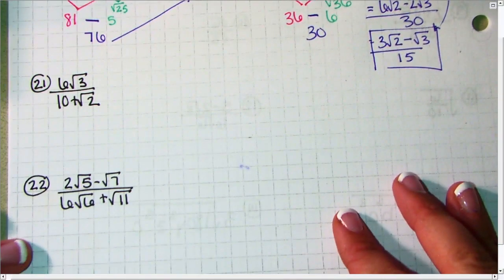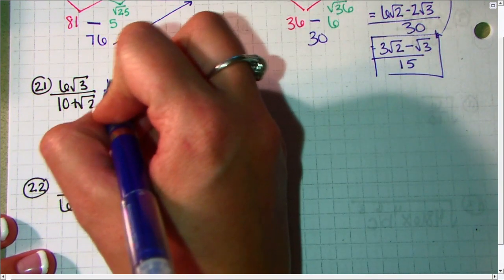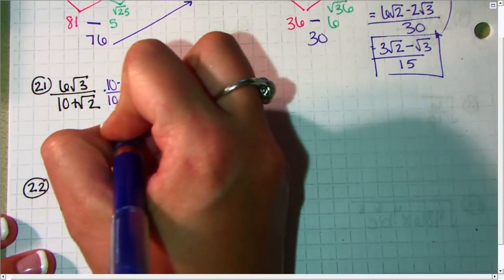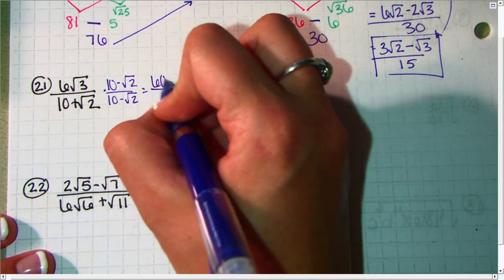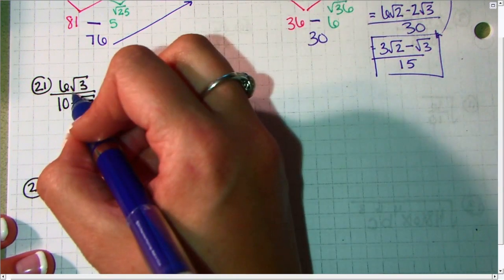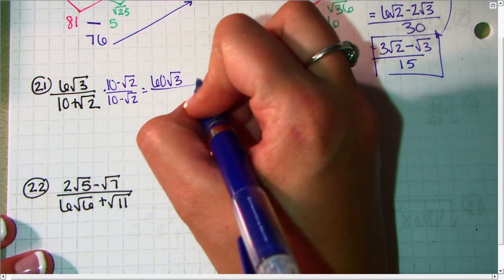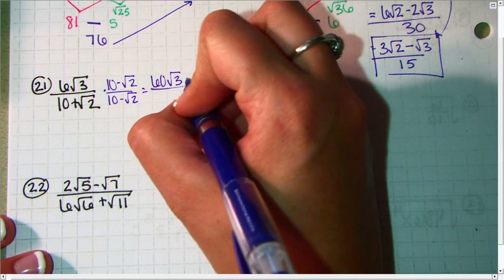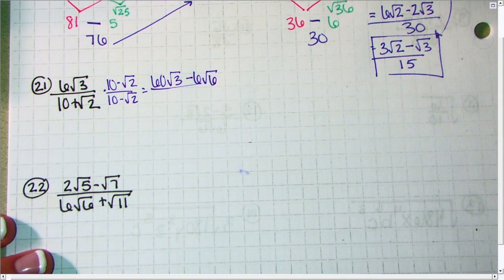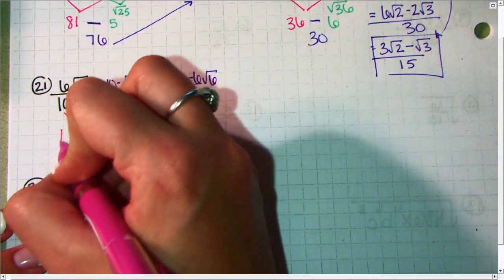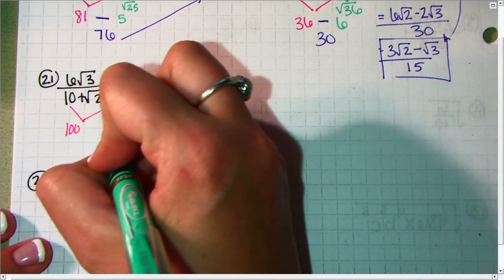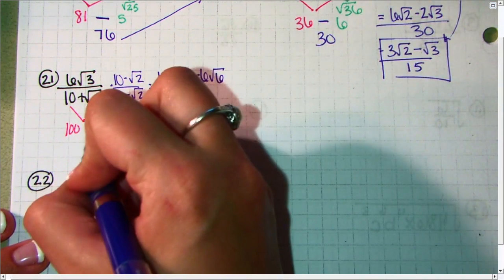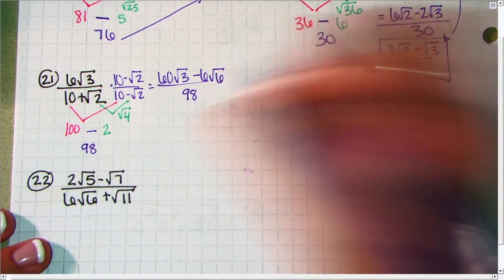All right, 21. I'm going to multiply the top and bottom by 10 minus square root 2. 6 square root of 3 times 10 is 60 square root of 3. 6 square root of 3 times negative square root of 2 is negative 6 square root of 6. Simplifying underneath here, 10 times 10 is 100. Square root of 2 times square root of 2 is the square root of 4. The square root of 4 is 2. We subtract to get 98, which goes on the bottom.